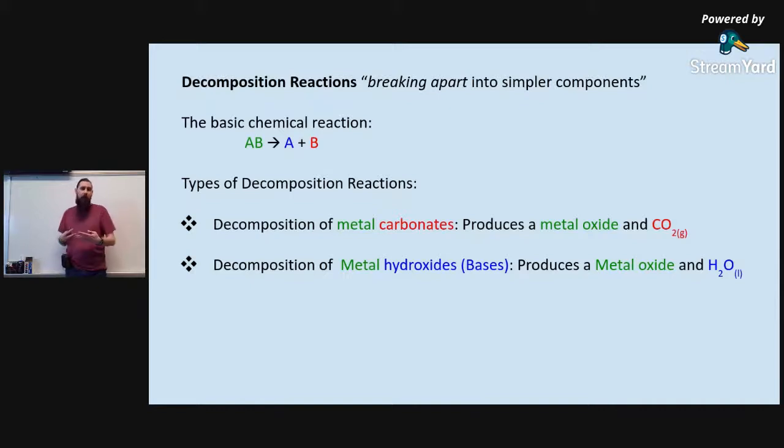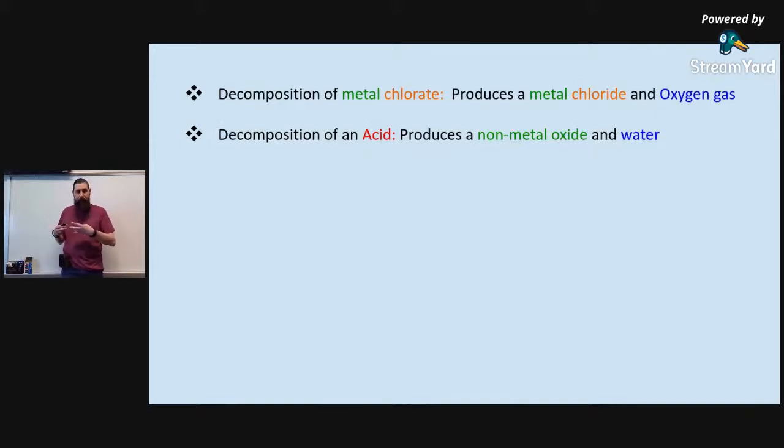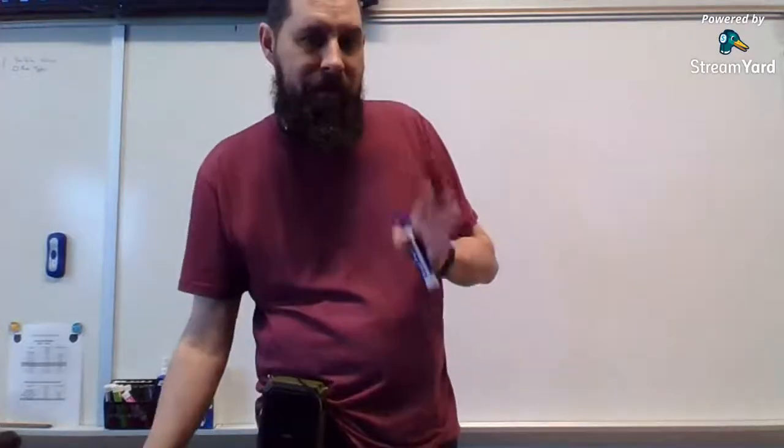Then we have metal chlorates. And when metal chlorates decompose, we end up getting the metal chloride and we produce water as that second product. Then the decomposition of an acid, where you're going to get a non-metal oxide and water, which again, if you go back and watch the synthesis video, we talk about how to synthesize an oxyacid using a non-metal oxide and water. So this is just the reverse process. And then we'll look at combustion in just a little bit. Okay? So let's go on and go through each of these types of decomposition reactions.